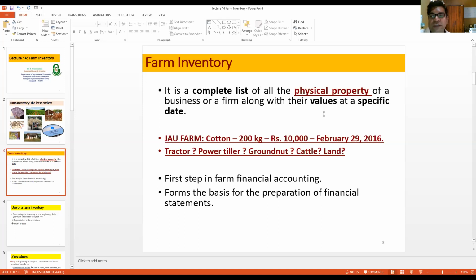It is done at a specific date. Why are we doing it? Because when you are doing it in this year, in this agriculture year, let us call it the opening inventory.